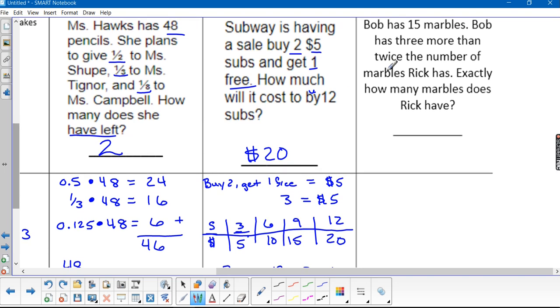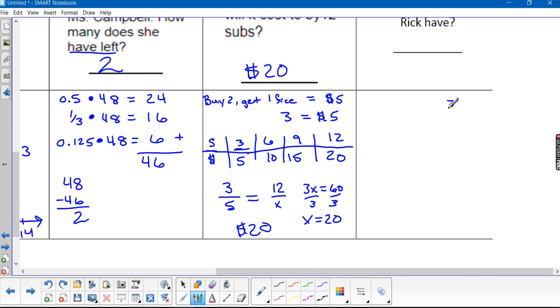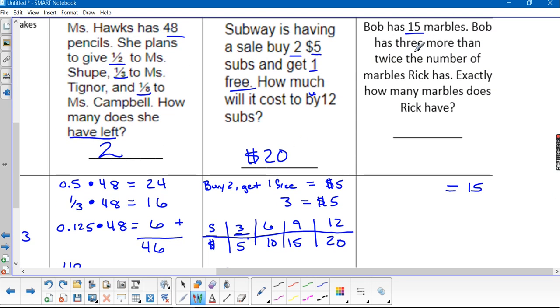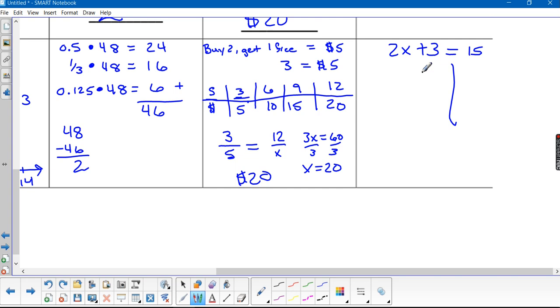Bob's got 15 marbles. Good for Bob. Okay, so we've seen these. We know one side it says Bob's got 15. The other side it describes it into an expression. 3 more than, that's plus 3. Twice the number, 2x. There it is. Okay. Minus 3. Minus 3.